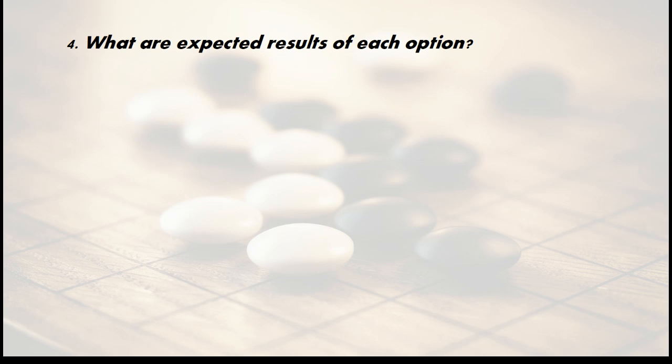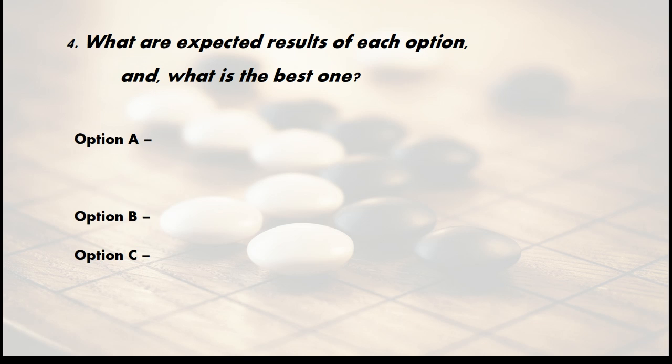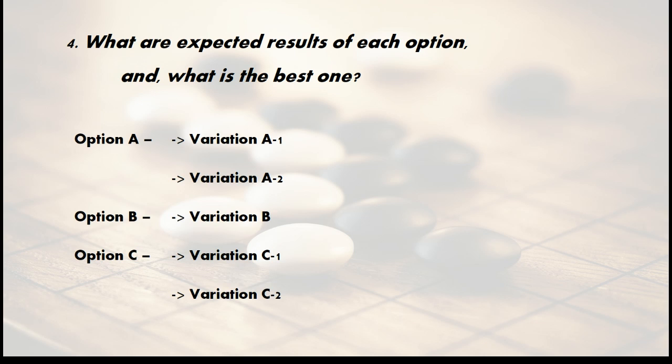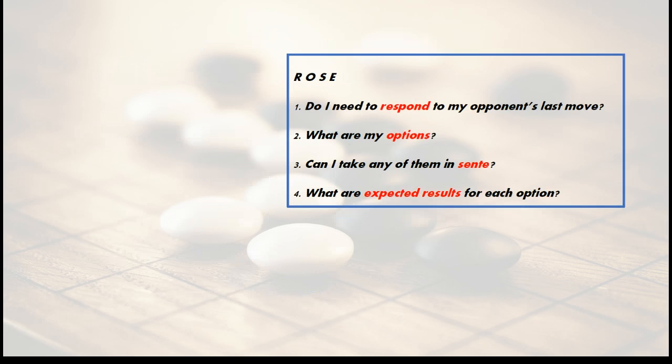The last question, probably the most difficult one, is what are expected results of each option and what is the best choice? Here you make predictions for each of your options by reading a few moves ahead and compare them to decide your next move. ROWS can be used by players of all levels.